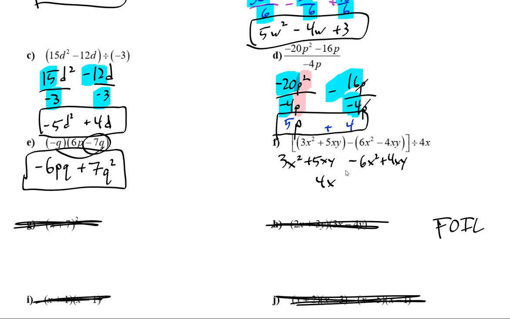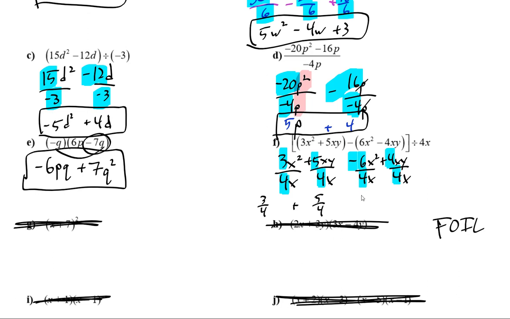And just like the other ones, I'm going to write them all over the denominator independently so that I don't forget about any cancellations. For the numbers, and the letters, I'm going to do them separate from each other. For the numbers, 3 over 4 is just 3 over 4. 5 over 4, I'm just going to leave as 5 over 4.